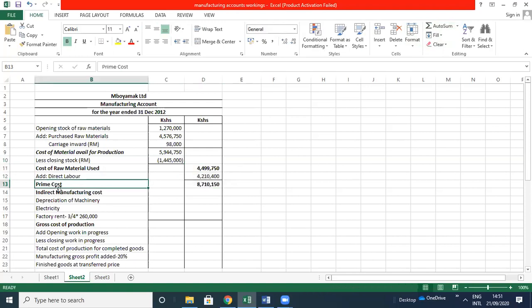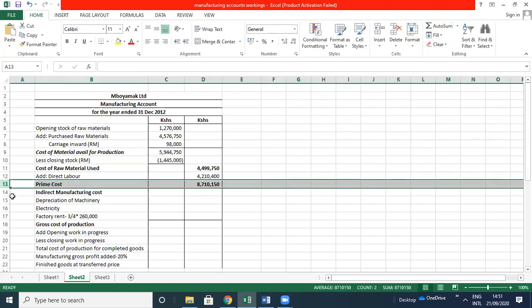which, as you have seen on this other side, I've called prime cost. Remember, whenever we are marking, this would be a good point to mark. Because if you don't get the prime cost, it means that you've messed up, right? And therefore, your marks will be limited if you have to get any. Then from there, we look at indirect manufacturing costs.